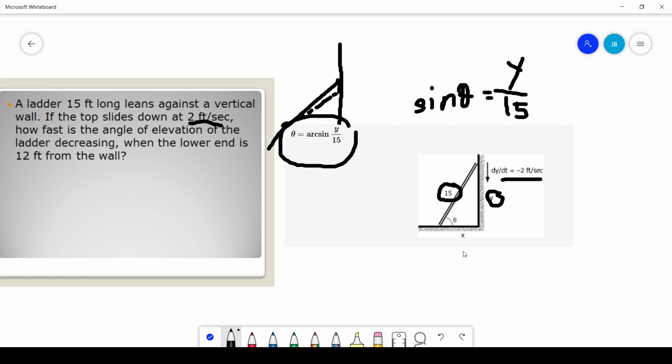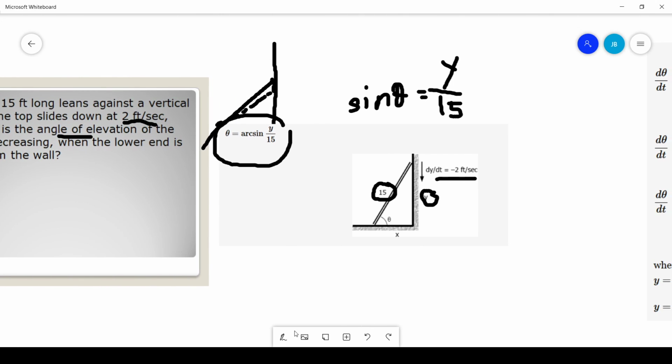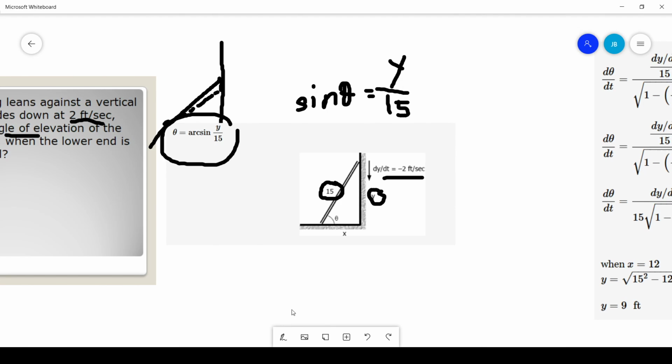Angle of elevation, how fast? Okay, so later on we will know unsa di atong ginapangita diri. Ang angle of elevation, unsa din ang angle of elevation? Okay? Angle of elevation sa ladder. Sige, later on ma-explain ako na later. So, let's first answer. So, sine theta is equal to y over 15. So, since this is arc sine, so pag ibalin mo si sine sa picas, you will now have this one. So, arc sine y over 15.